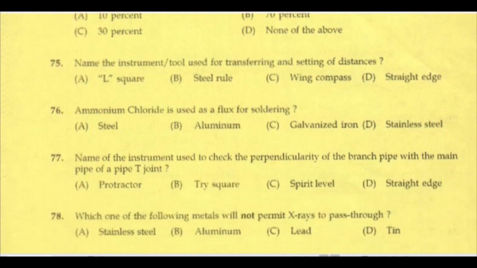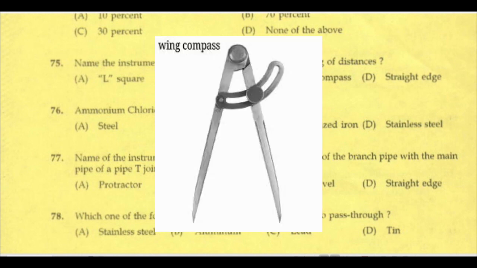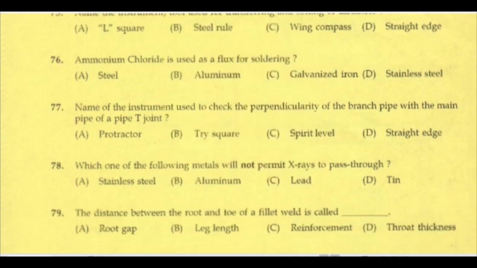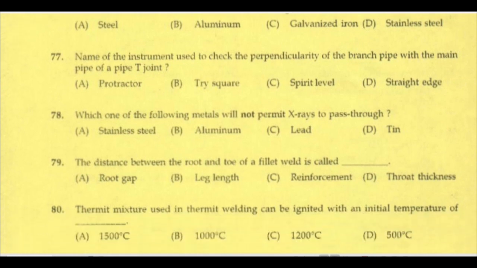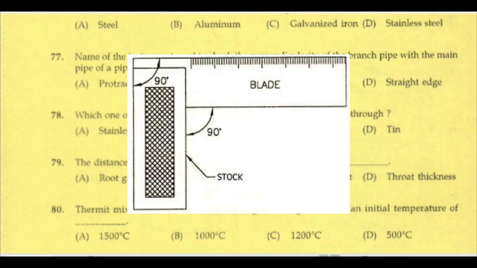Name the instrument tool used for transferring and setting of distances. For transferring and setting of distances, wing compasses are used. Ammonium chloride is used as a flux for soldering which material? For soldering of steel. Name the instrument used to check the perpendicularity of the branch pipe with the main pipe of a pipe T-joint. For checking the perpendicularity, try square is used.